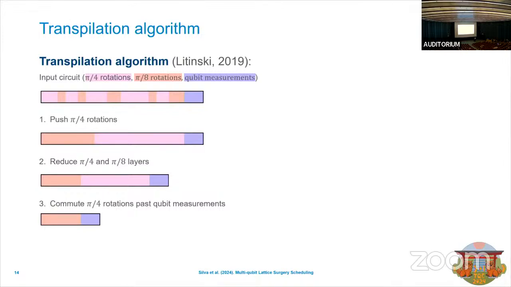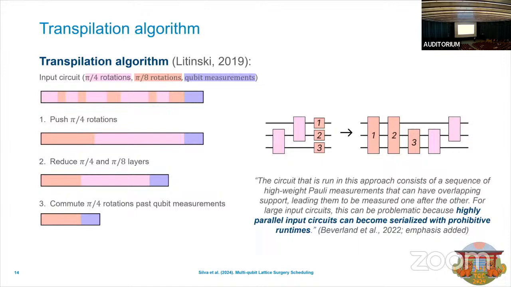So first we push all the pi4 rotations, so we perform a sort of sorting algorithm here. Then we reduce the number of pi4 and pi8 layers by combining operations whenever it's possible. And finally, we commute pi4 rotations past the qubit measurements, of course, updating these qubit measurements in order to end up with a circuit like that. That has a reduced length.